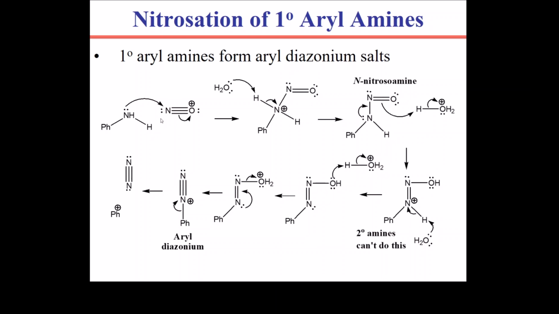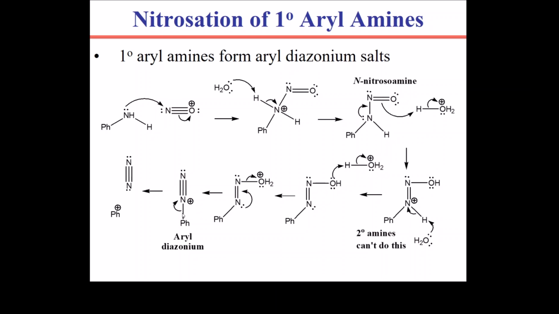And the mechanism for this is identical to the primary alkyl amine. The electrons from the aniline plug into the nitrosyl cation as an electrophile. There's a deprotonation, internal nucleophilic shuffling, a second deprotonation event. We protonate the leaving group. The electrons slide down to make the triple bond, and we bounce off water. And we have this aryl diazonium ion right here.